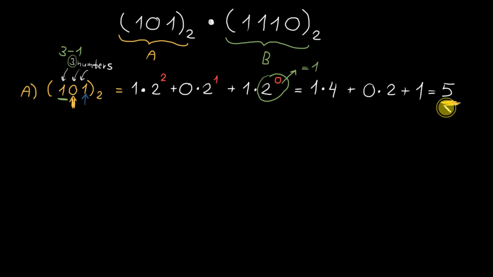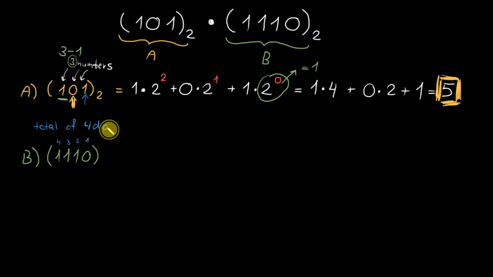So we have the first number solved. Let's go with the green one and solve B. We have 1, 1, 1, 0. The first step, again, is to count the number of digits. So 1, 2, 3, 4. A total of 4 digits.